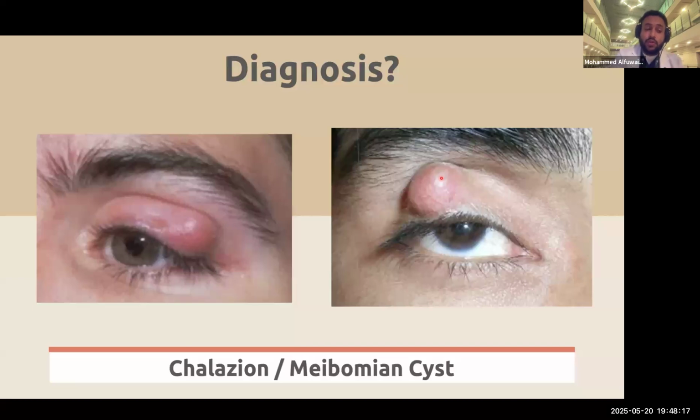Sty is acute, so acute inflammation, so pain, tenderness, redness. In chalazion, it's rubbery and non-tender. Usually these patients are asymptomatic. However, it just causes bothersome symptoms because it's a huge thing, and when they close their eyes or open their eyes, it might cause a bit of discomfort. This is chalazion.